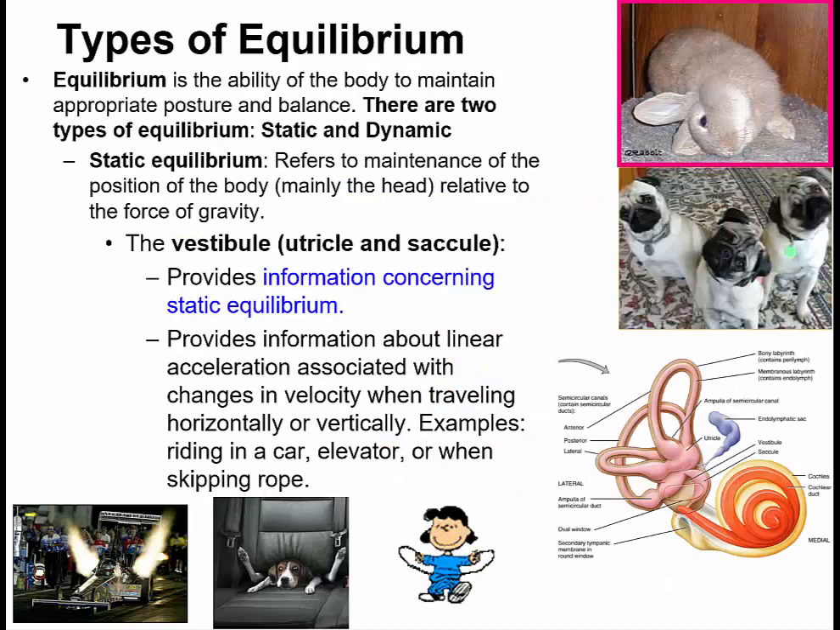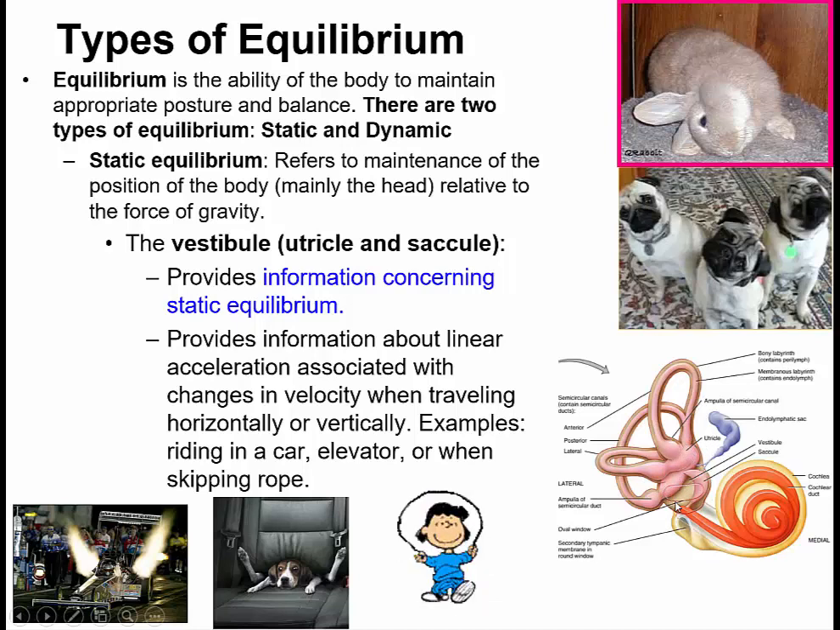Equilibrium is the ability of the body to maintain appropriate posture and balance. There are two basic types of equilibrium: static equilibrium and dynamic equilibrium. Static equilibrium refers to the maintenance of the position of the body, mainly the head, relative to the force of gravity. And your vestibule is important in detecting this.